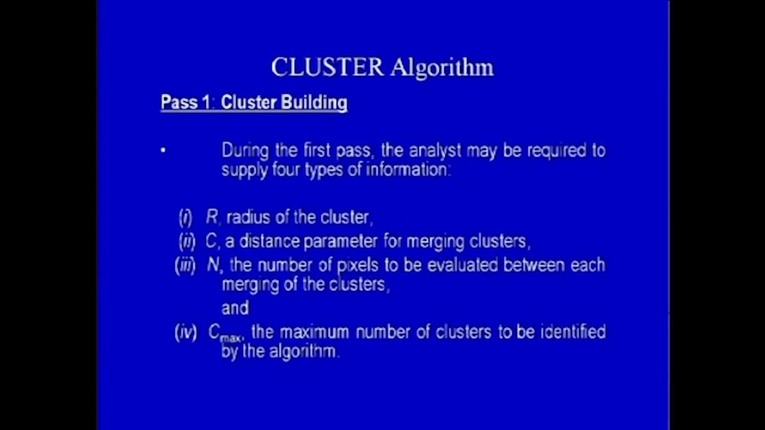So, let us look at the two passes which are there. Pass 1, which is cluster building. During the first part, the analyst may be required to supply 4 types of information. First is radius of the cluster R, a distance parameter for merging cluster C, the number of pixels to be evaluated between each merging of the clusters N, and the maximum number of clusters to be identified by the algorithm, C max.